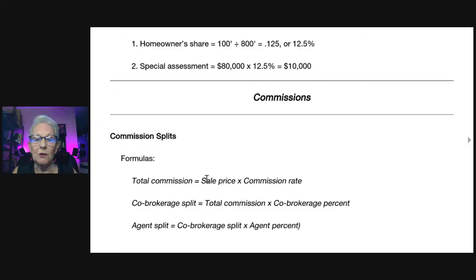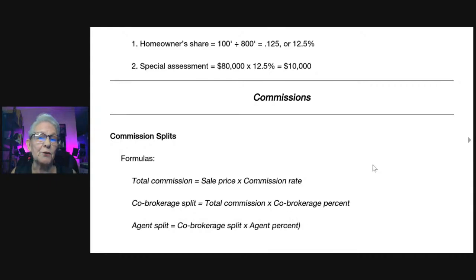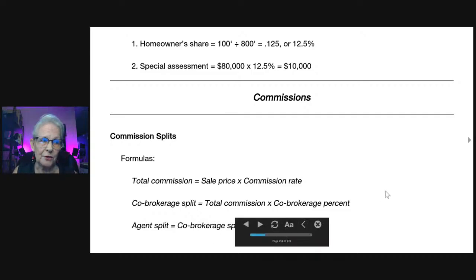So total commission: sales price, sell, purchase. One person is selling, the other person is buying, seller and buyer, times the commission rate. Co-brokerage split is the total commission times the percentage that is paid to the brokerage. So it could be an 80-20 split, a 70-30, meaning the realtor gets 80%, the brokerage gets 20% of the original total commission. And then the agent split is co-brokerage split times agent percentage. Okay, so the total commission times the brokerage percentage.